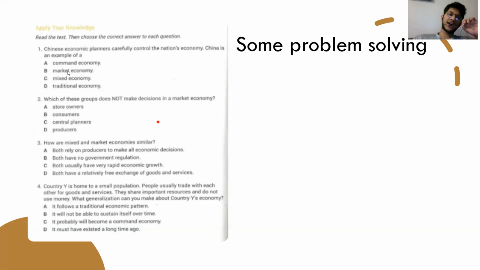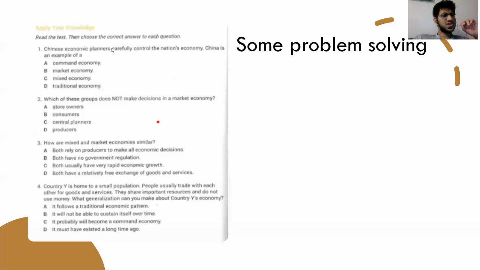It also doesn't seem like a market economy because a market economy, as you know, is one that's driven by consumers and producers. We covered what producers and consumers are in our first few videos. And it doesn't seem to be a market economy because consumers and producers, the people like us, aren't making decisions here. It's the economic planners controlling the nation's economy. So it does seem like it's a command economy. And if you guessed the answer, good for you, because it is a command economy, because the economic planners are the ones carefully controlling the nation's economy. That means they're the main ones making all the decisions. And hence, since we're talking about China, China does seem to be an example of a command economy.